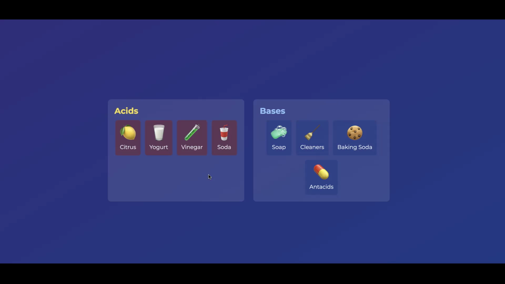Acids are found in many foods we eat. Citrus fruits contain citric acid, yogurt contains lactic acid, vinegar contains acetic acid, and carbonated drinks contain phosphoric and carbonic acids. These give food their sour taste.